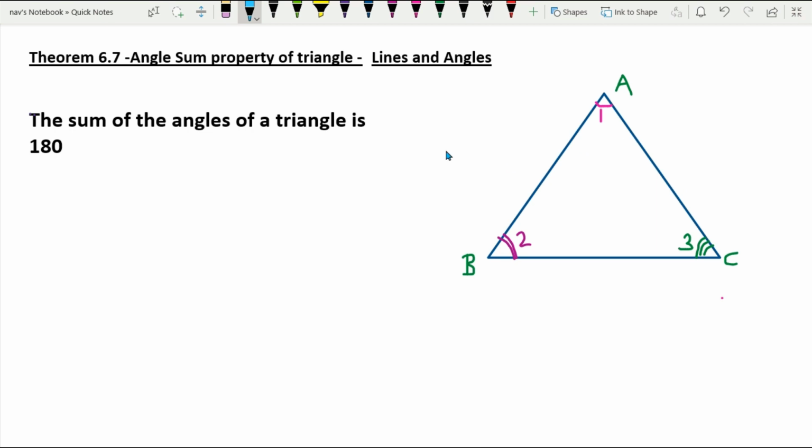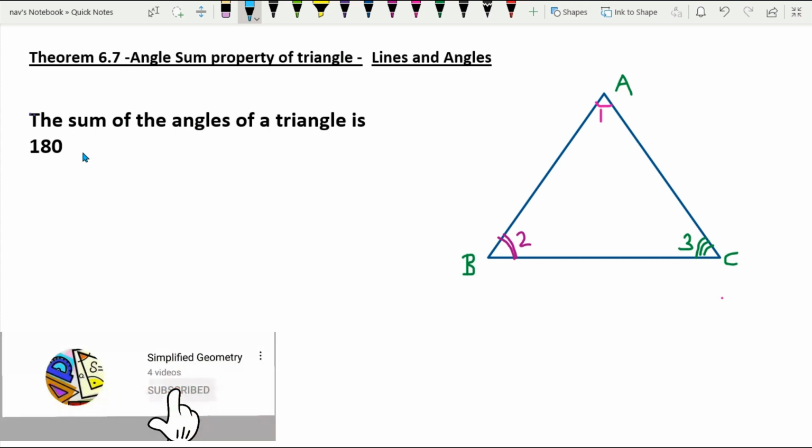Today we are going to learn Theorem 6.7 of lines and angles. The theorem states that the sum of the angles of a triangle is 180 degrees. Let us understand this theorem by looking at this figure.